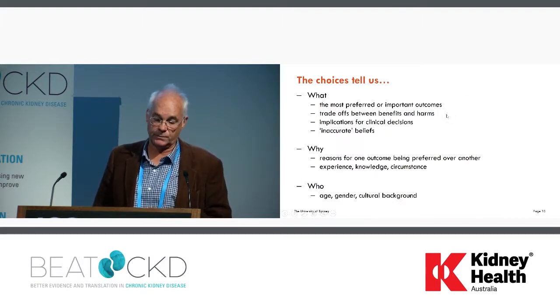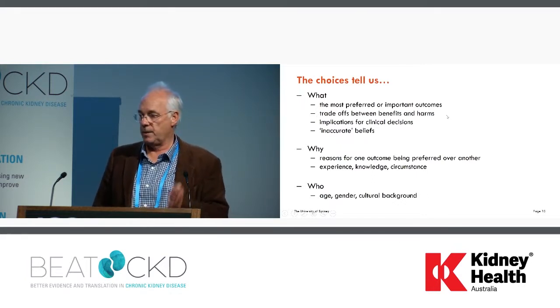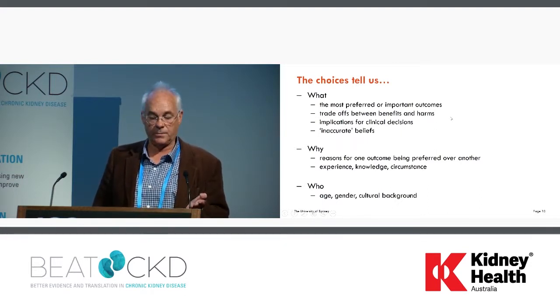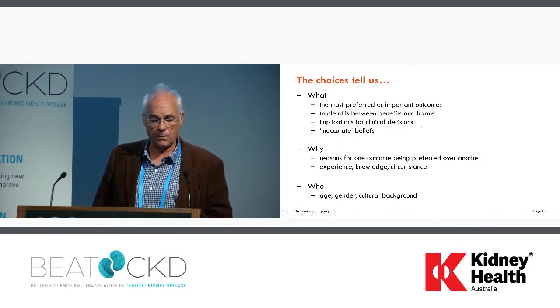Also, and this is where it becomes particularly useful, we can look at trade-offs. What trade-offs would people be willing to make to achieve benefits, so that balance between benefits and harms. The harm might be side effects, and the benefit might be years of graft survival. We can also look at implications for clinical decisions. By that I mean if patients show a particular preference for an outcome that is perhaps not currently captured in clinical decisions, then that can be identified.